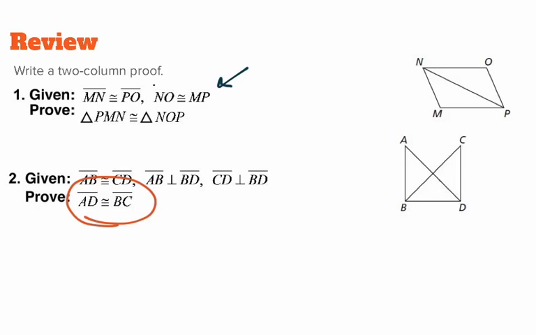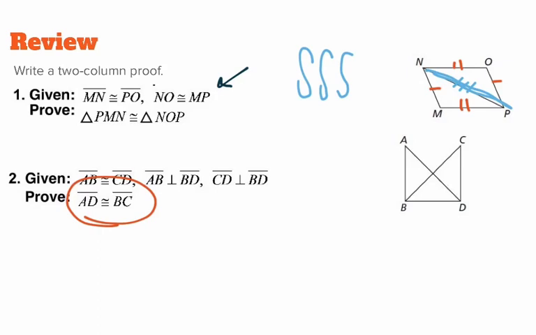Alright, on that first triangle, MN is congruent to PO, and NO is congruent to MP. That's our given information. Now, the second step of this proof would be that this line NP is congruent to itself by the reflexive property. Therefore, we have three sides congruent to one another in the two triangles. So these two triangles would be congruent by side, side, side. So that'd be a pretty short proof, about 3 steps.